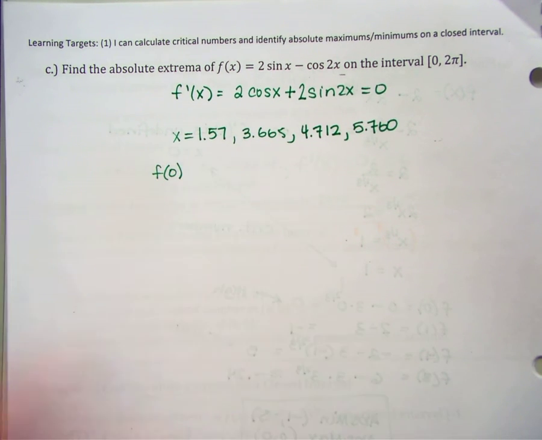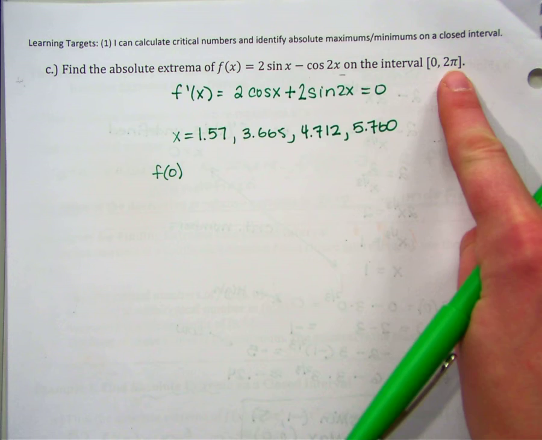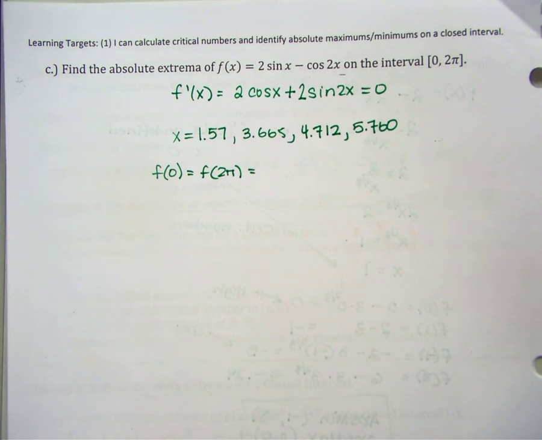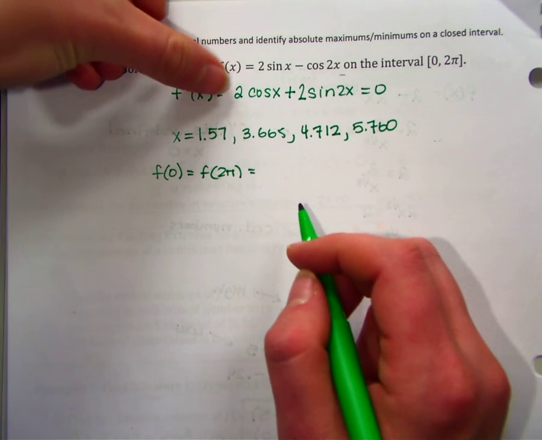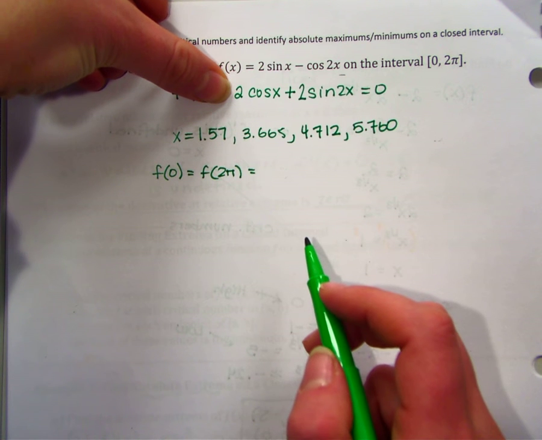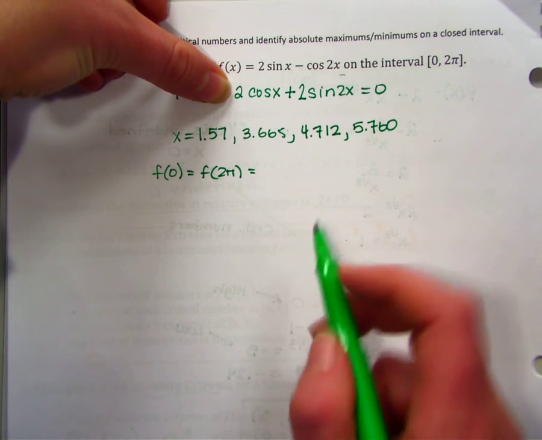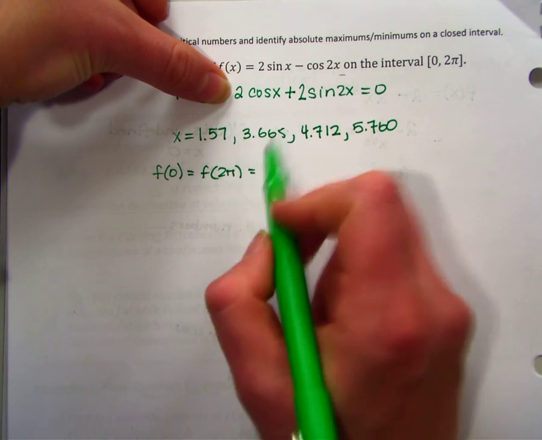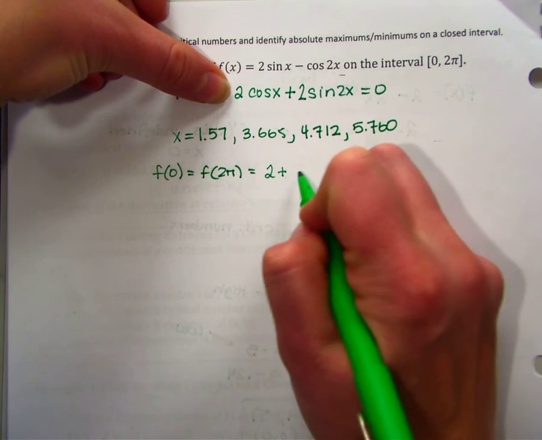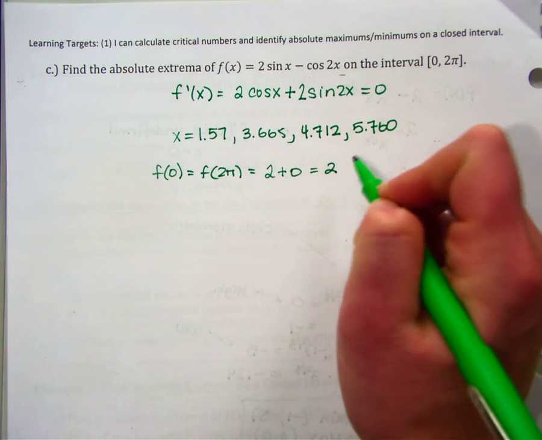So f of 0, I can get a little sneaky here because, knowing about trig, f of 0 and f of 2 pi are going to be exactly the same. So it's probably faster just to plug them in by hand than it even is on the calculator, because cosines and sines of 0 and 2 pi are simple to work with. The cosine of 0 is 1, so this will be 2. But the sine of 0 is 0, so that'll be 0, and I got a 2.